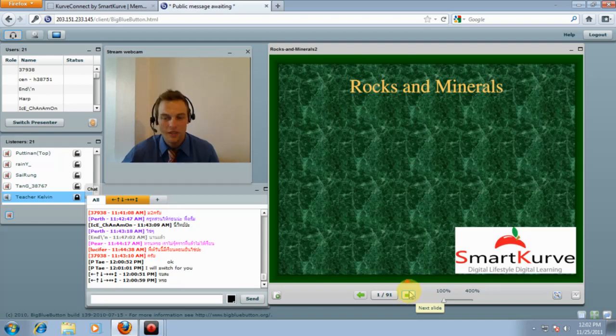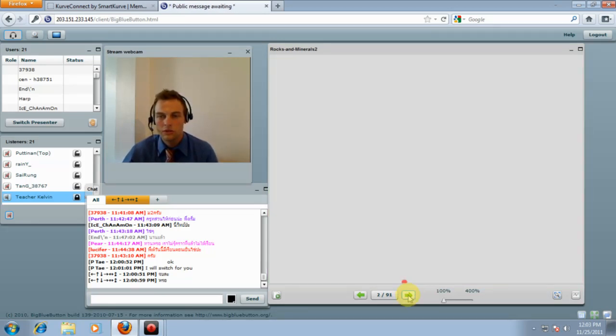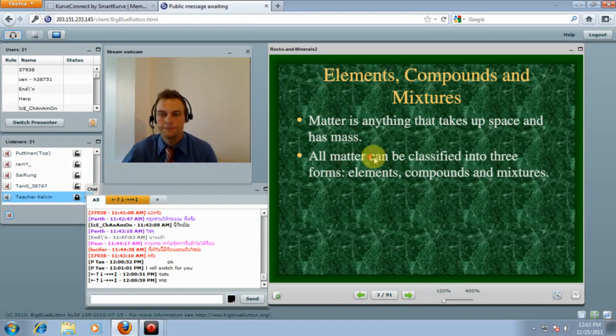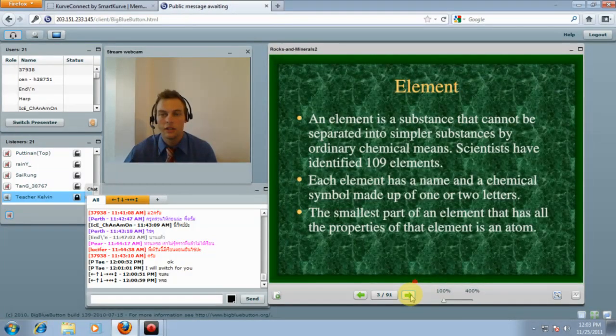Okay, so rocks and minerals. This is just what we've been talking about. We're going to talk about the difference between these two, which is pretty interesting. So matter is anything that takes up space. It can be classified in three ways: elements, compounds, and mixtures. We talked a lot about this in the previous lecture about the periodic table. So the smallest form of matter is the atom, and we discussed that a little bit.